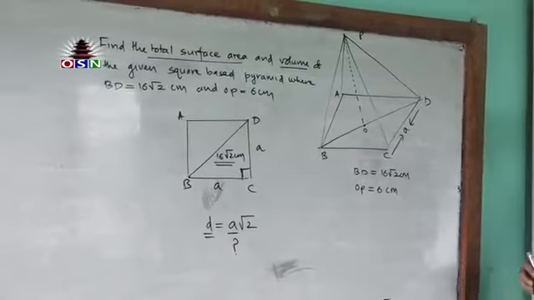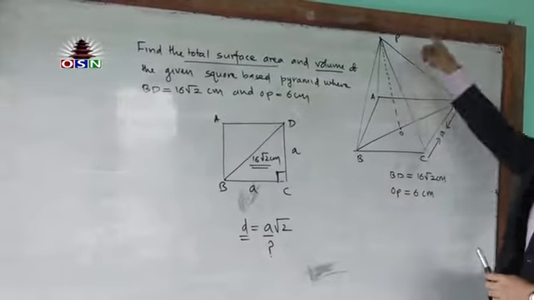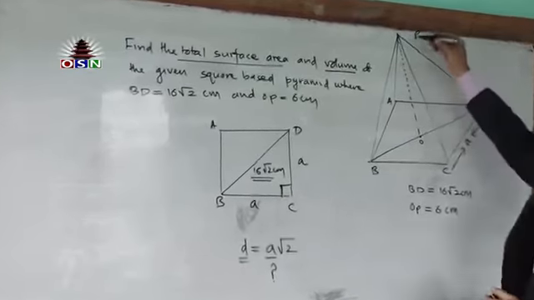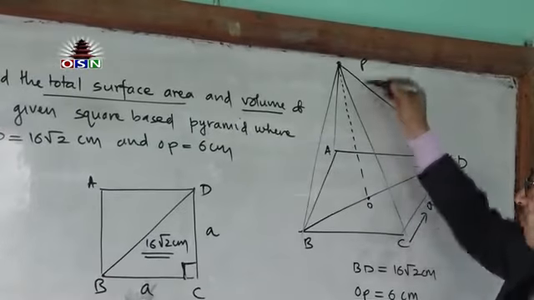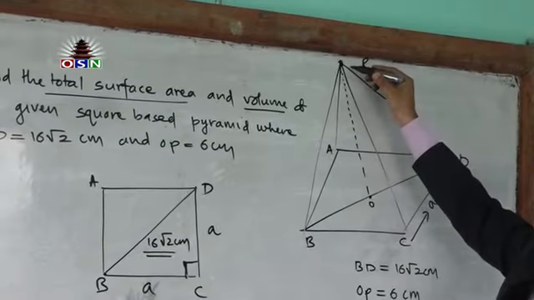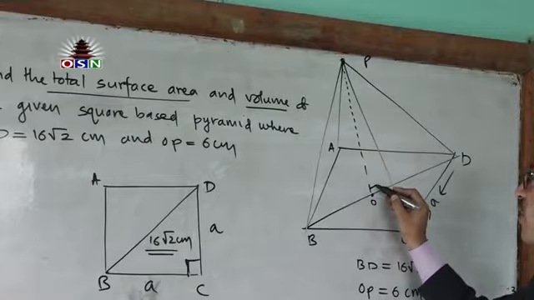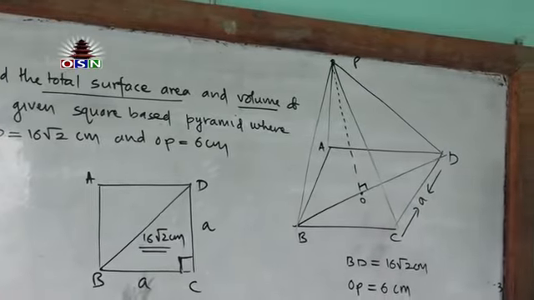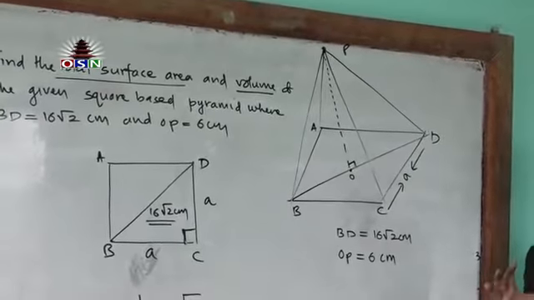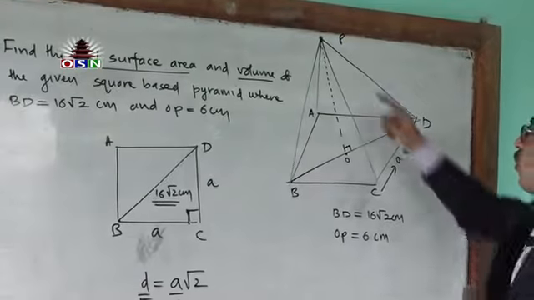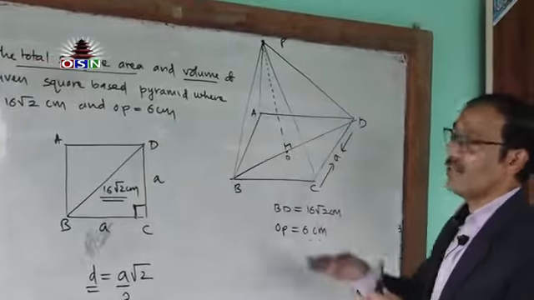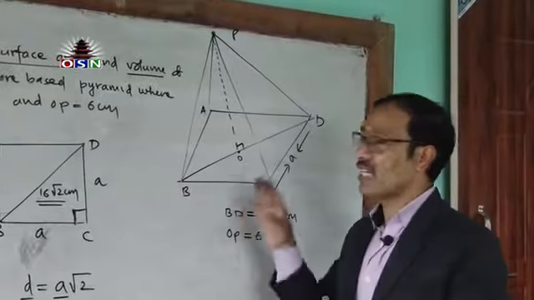This is one thing. And the next thing you are given here is OP. P is the apex. When we draw a perpendicular from the apex on the base, this perpendicular is H, meaning the height of the pyramid. So OP means this is the height of the total pyramid. So we are given the height also.